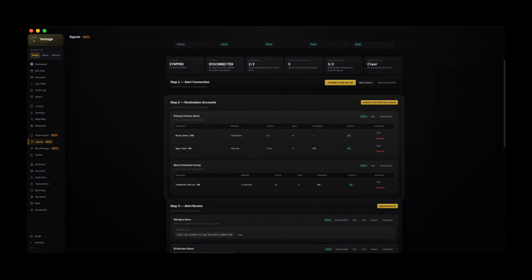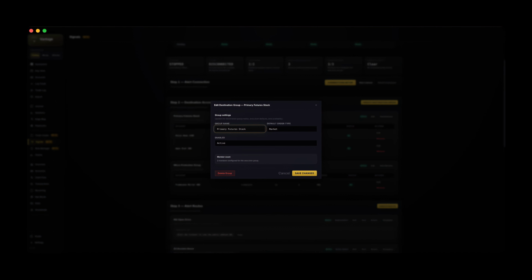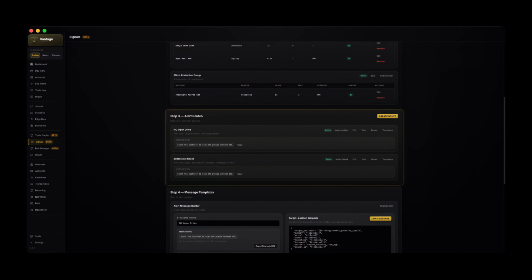Step 2 is the destination group. That is the group of accounts that can receive the signal. I do not want a random alert reaching every account by accident, so I want the destination to be explicit. Then I look at the route itself. In this demo, the main route is called NQ Open Drive.